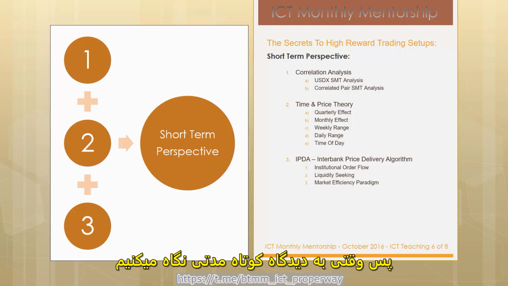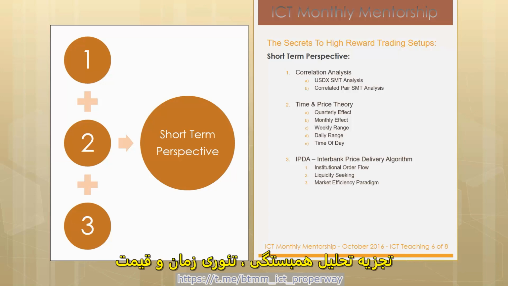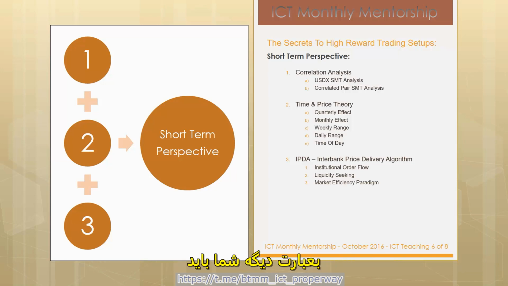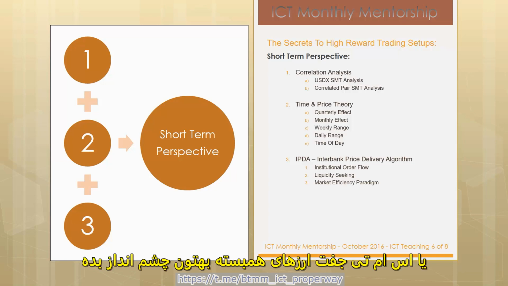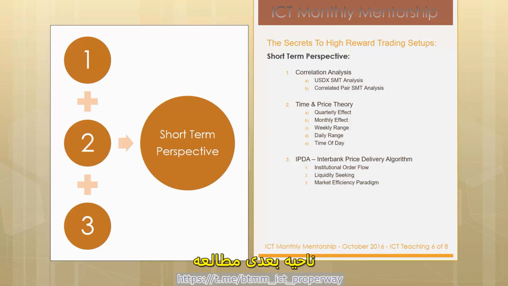So when we are looking at the short-term perspective, we require 3 things, okay? 3 things must come by way of these 3 areas of study: correlation analysis, time and price theory, and the IPTA. Preferably, you have to have at least one from each. Okay, so in other words, you have to have your dollar index giving you an indication that it's showing you a crack in correlation, or correlated pair SMT is giving you insight. Okay, so that would be one way of determining correlation analysis.